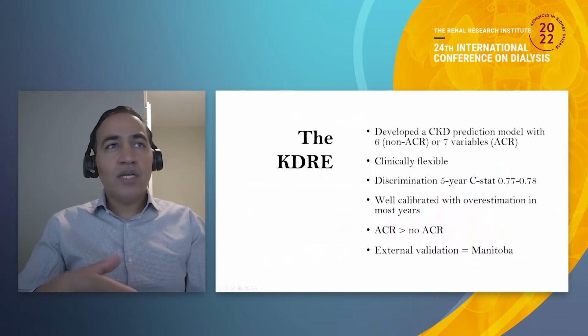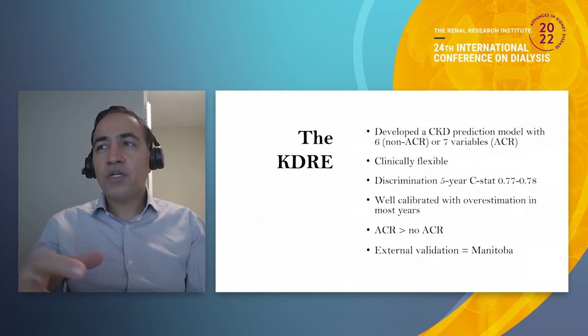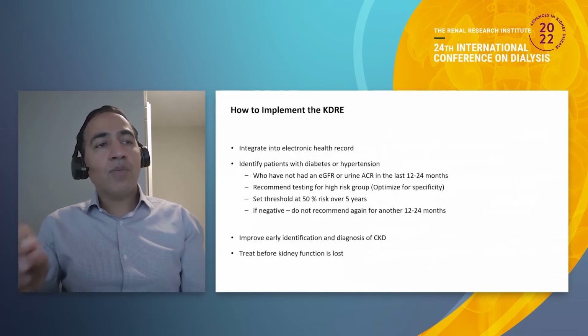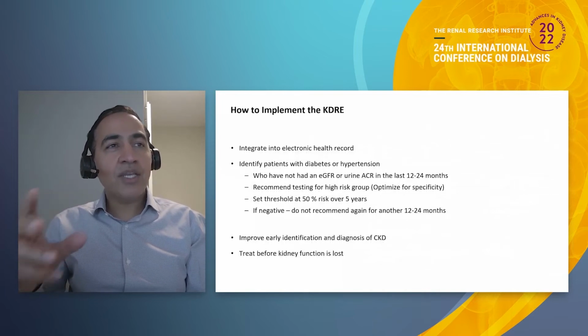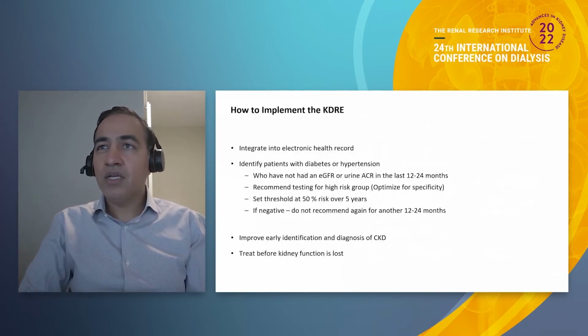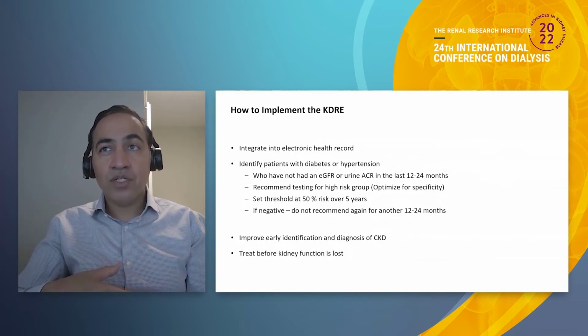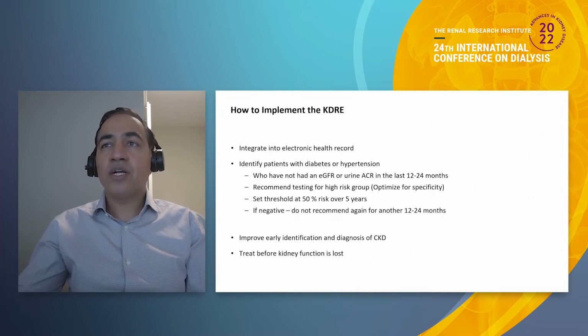So to summarize, we developed a model with 6 or 7 variables, very clinically flexible, good C statistics, and we did external validation in the province where I work in Manitoba. Now, this is a talk about practical implementation. So let's say, how would you practically implement this? Well, if you're an insurer, you can integrate it into your backend if you have access to lab data, or you can integrate it into the electronic health record.